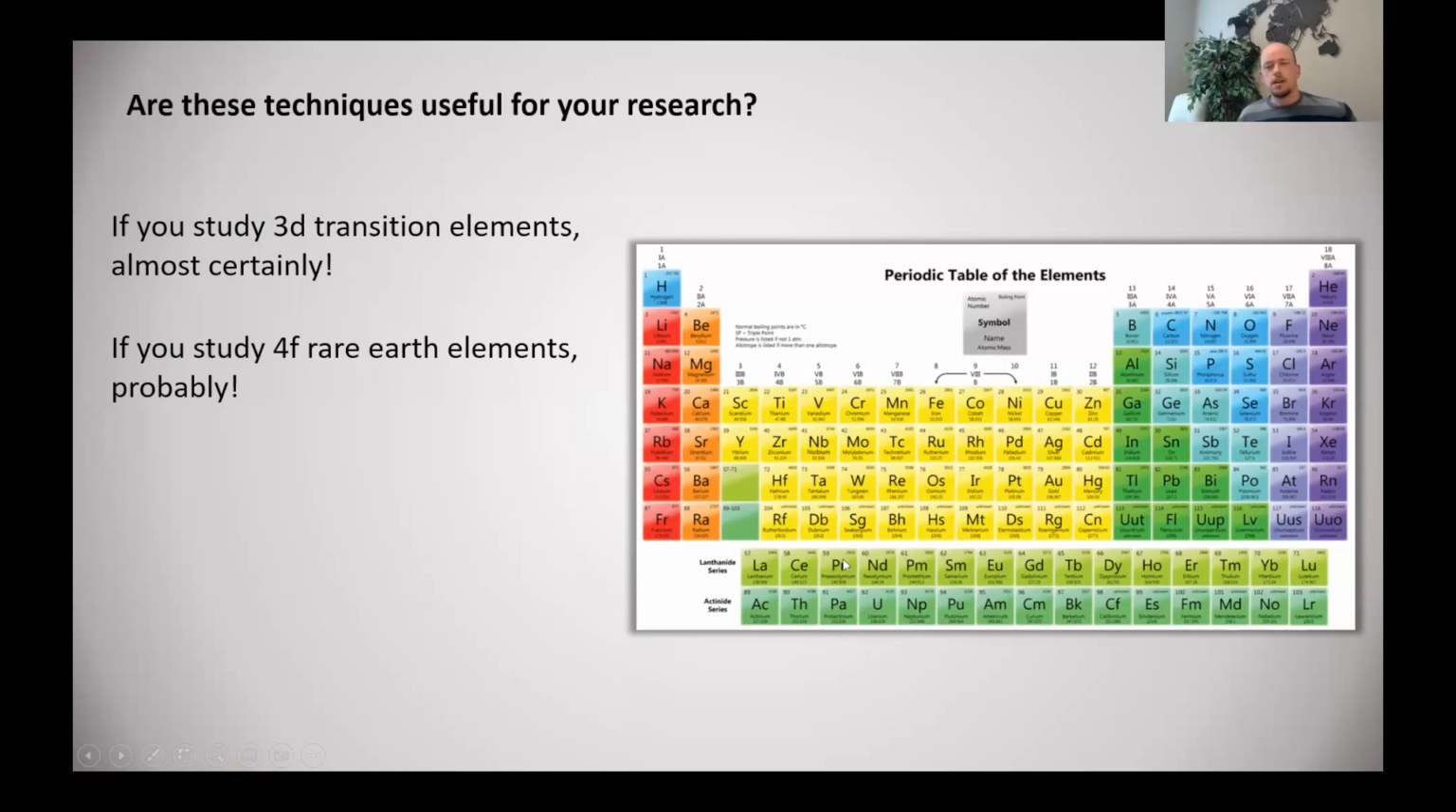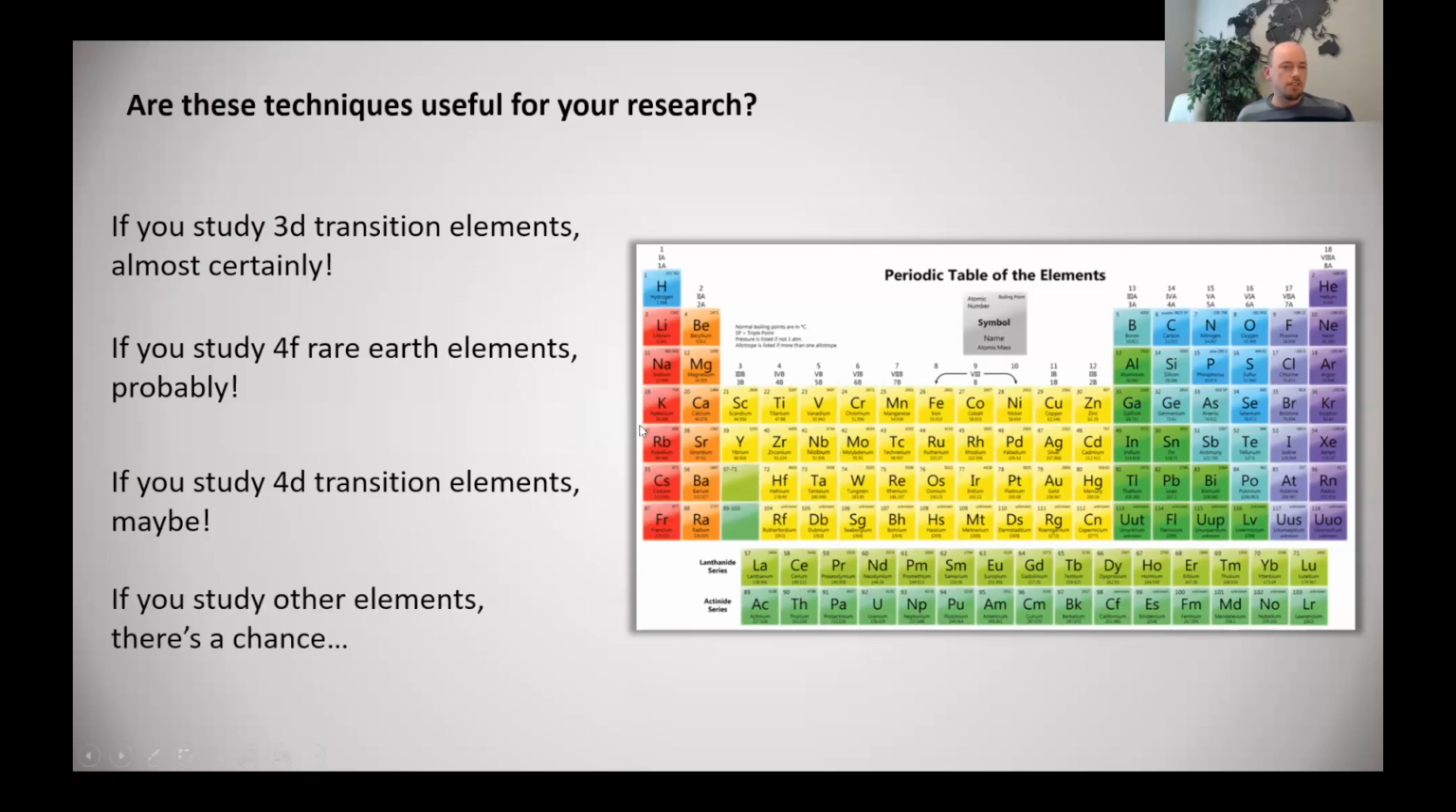And so in that case, I would say probably these techniques are useful for you. If you happen to study 4d transition elements, so from yttrium up to cadmium, maybe. So again, they have similar resonances that tend to be a little bit weaker and maybe don't carry quite as much information. And if you study other things, then I would say there's a chance, and I'd be happy to discuss if you have questions about whether this could be useful for your research.